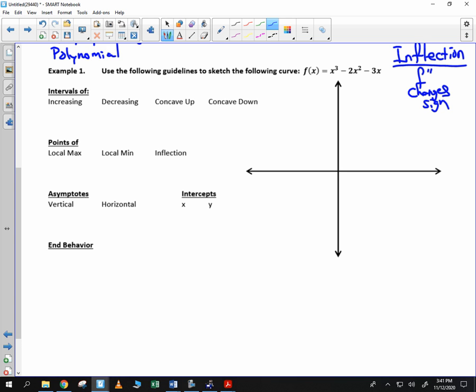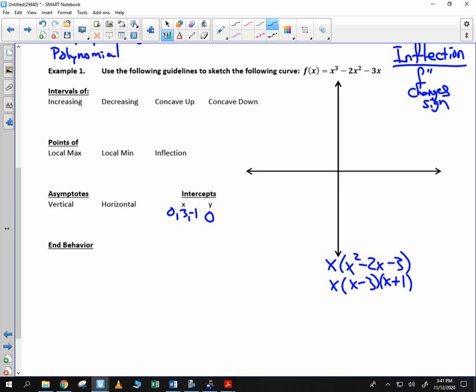So let's start with this function, x cubed minus 2x squared minus 3x. The first thing I'm going to do is try to identify x-intercepts. And I can see right away the y-intercept. If I plug 0 in for x, I get 0 for y. And if I go to factor this, I get x times x squared minus 2x minus 3, so x times x minus 3 times x plus 1. And so you can see in that situation, we have intercepts of 0, 3, and negative 1.